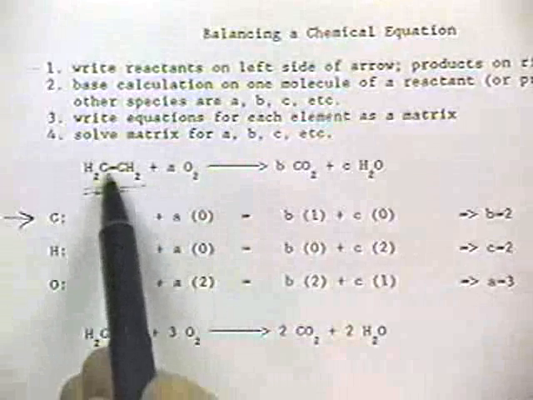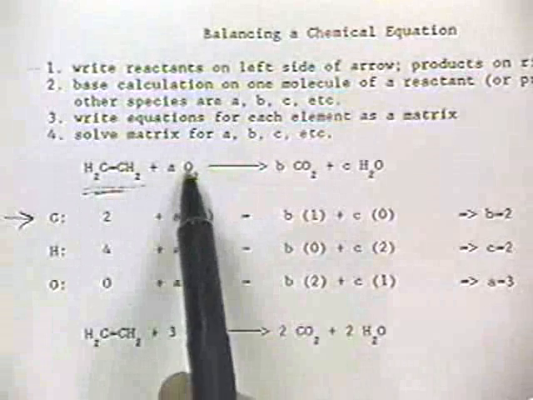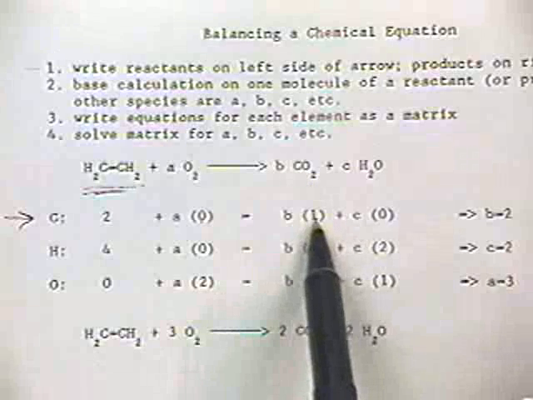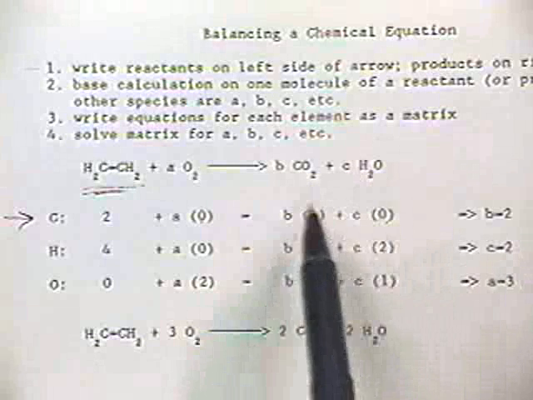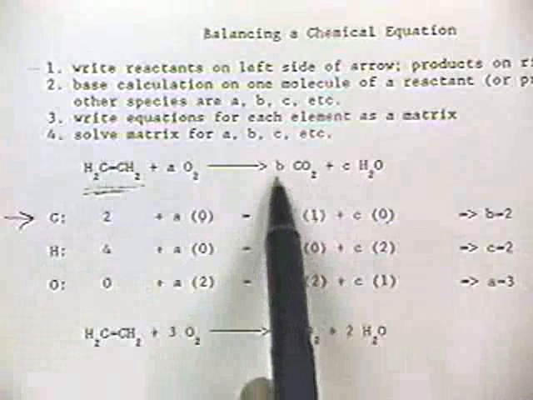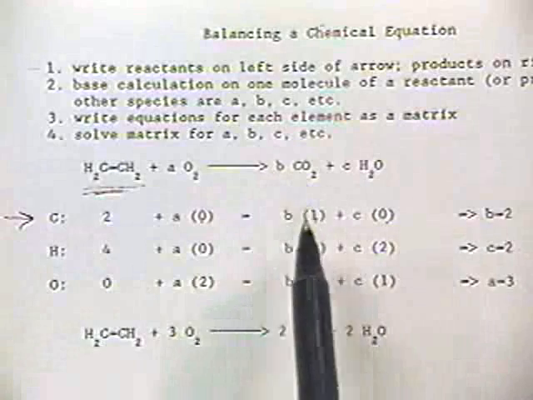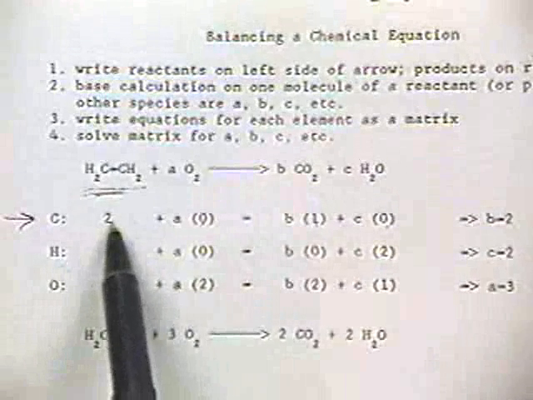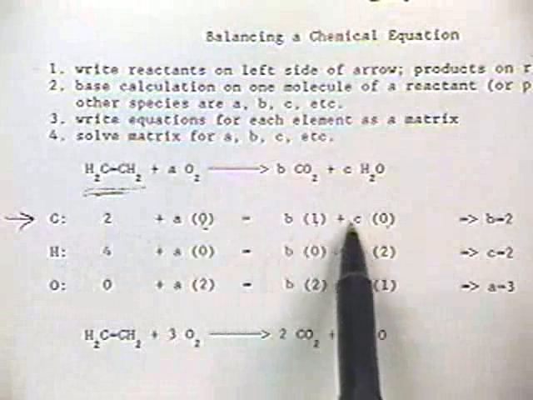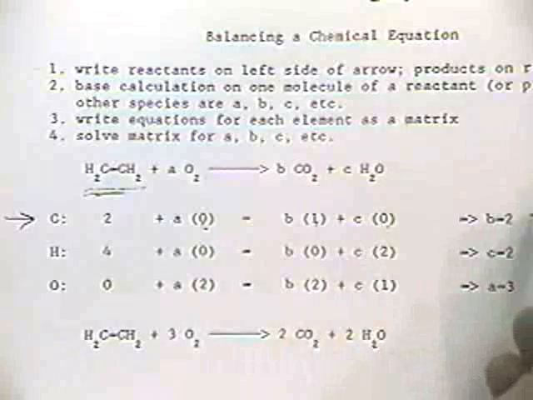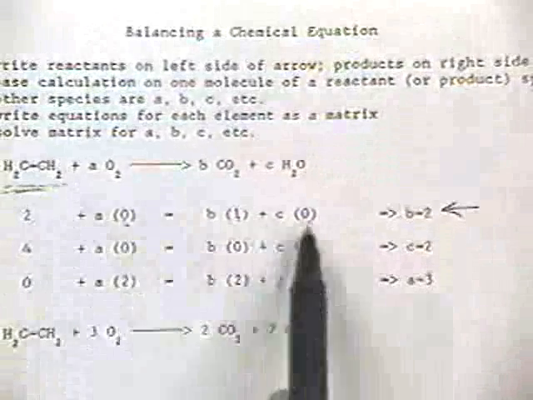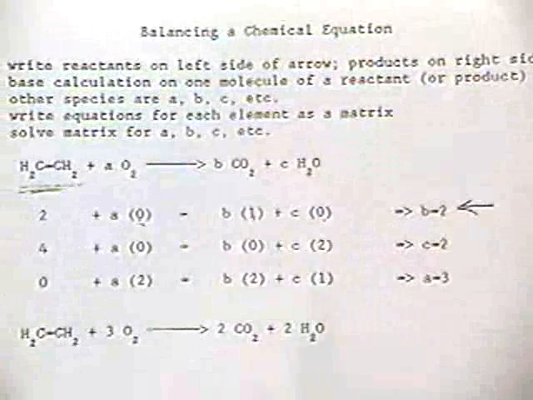So this species has 2 carbons. This species has 0 carbons. This has 1 carbon, 0 carbons. I've got 1 of these 2 carbon species, and I've got B of these 1 carbon species. So I write down the formula: 2 plus 0 equals B plus 0. And very easily we find out that B has to be 2. There's 1 unknown in this equation that can be solved.